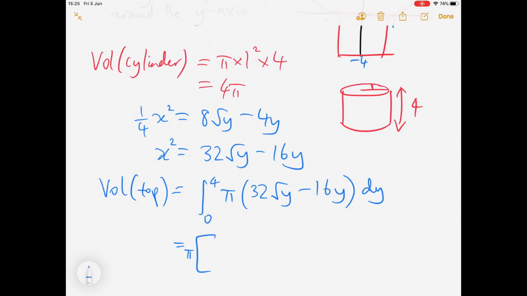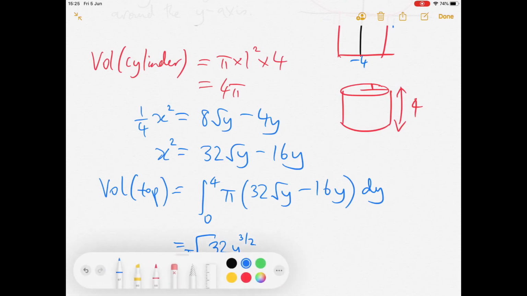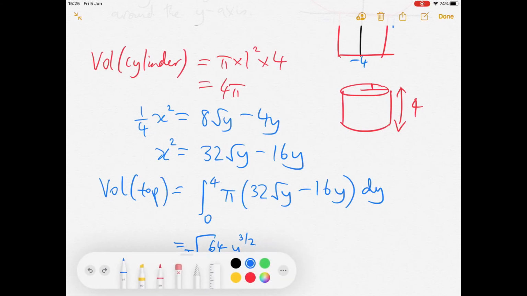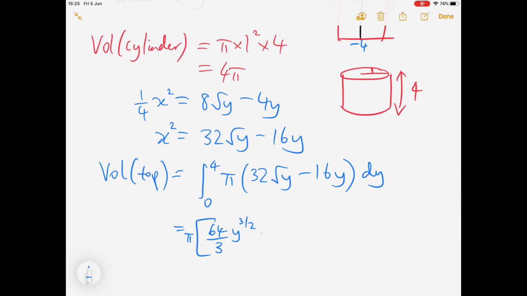And then again, we can just apply year 1 integration directly. So 32 root y goes to 32y to the 3 over 2 times 2/3, which is 64 y to the 3 over 2 over 3. And then we want to take away the integral of 16y, which is 8y squared. And that's between 0 and 4.